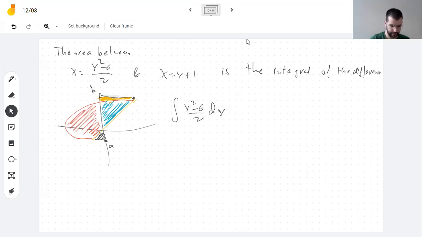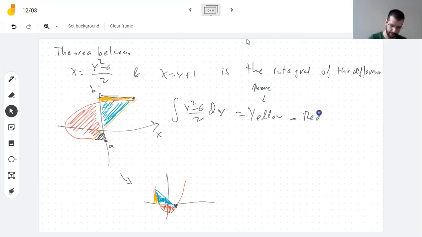So the area under the graph is the yellow bit. I guess we could flip the picture. Then this part is going to be yellow, and this part is going to be blue. So it's positive, the area above the axis, and then you subtract the area below it. So it's the yellow part minus the red part minus the black part.